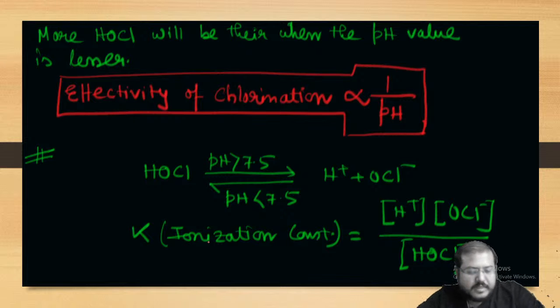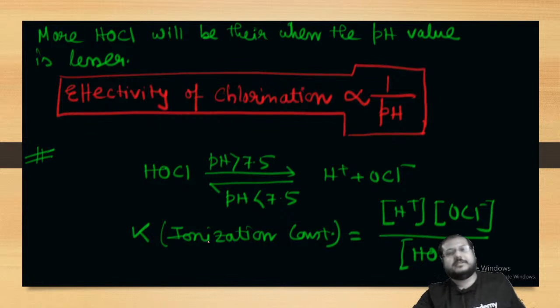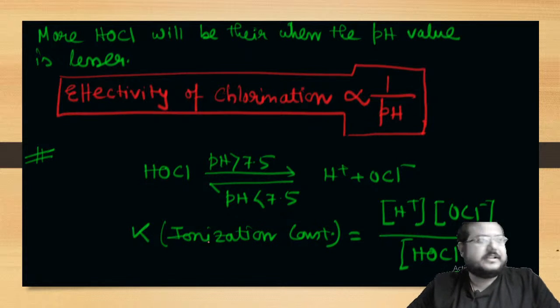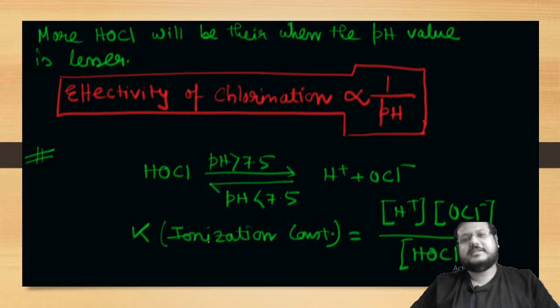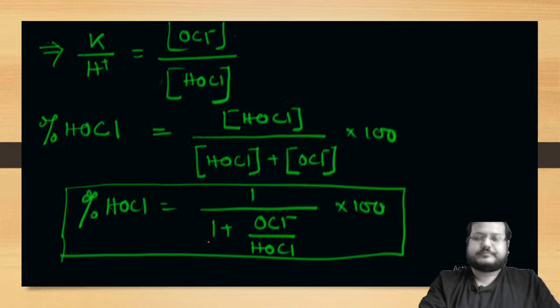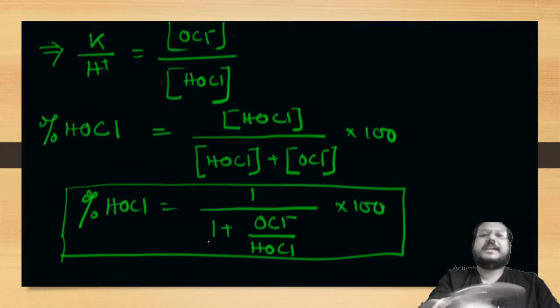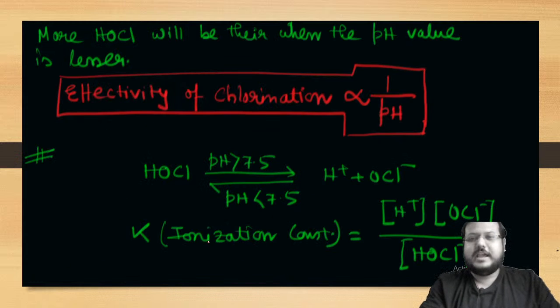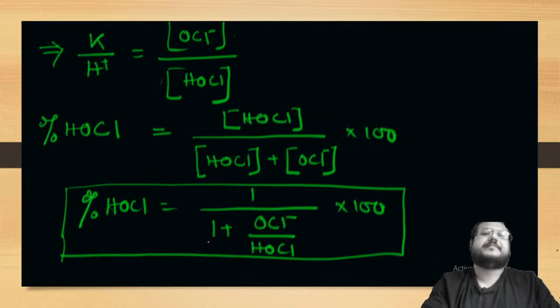Now, HOCl, that equation once again. So K, the ionization constant, will be equal to the multiplication of the concentration of product by reactant. So K is H plus into OCl minus by HOCl. And so K by H plus, from this equation, will be OCl minus by HOCl.